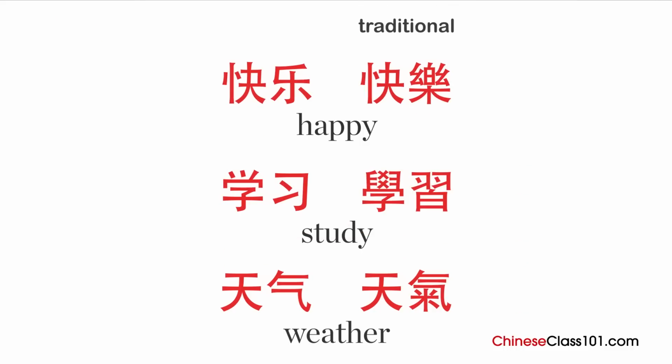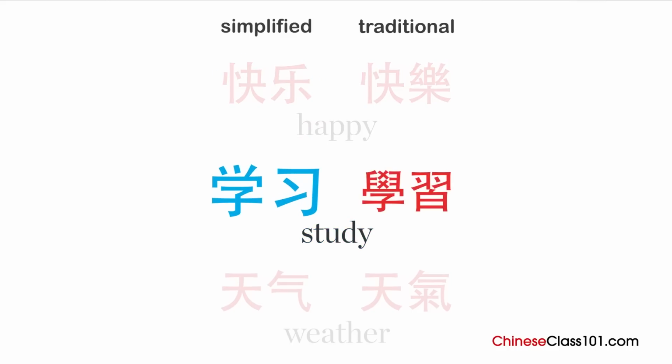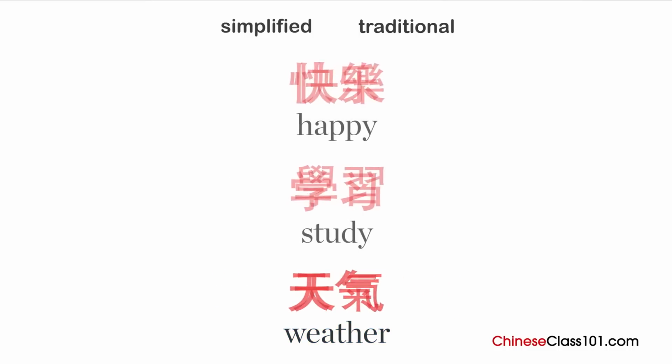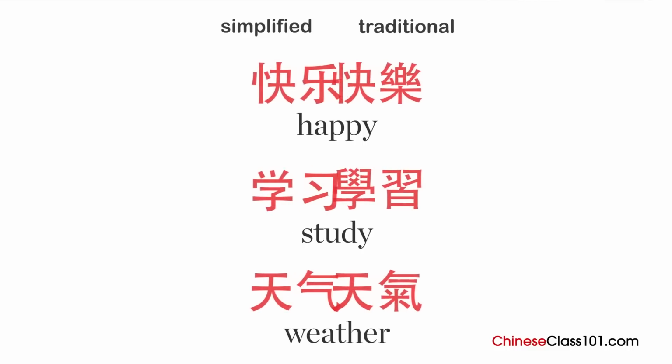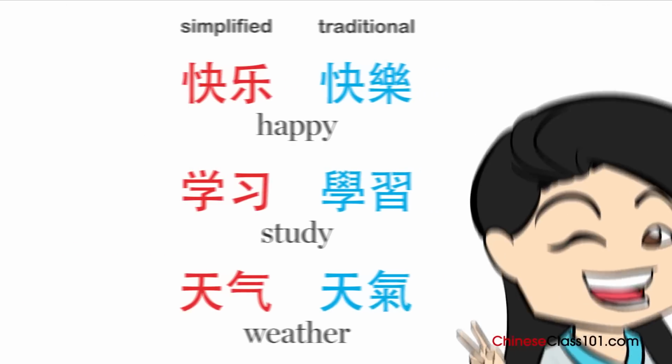Let's look at how traditional Chinese and simplified Chinese are different from each other. Happy, 快乐, 快乐. Study, 学习, 学习. Weather, 天气, 天气. Due to the similarities between the two writing systems, someone who is familiar with one writing system may be able to decipher characters in the other.